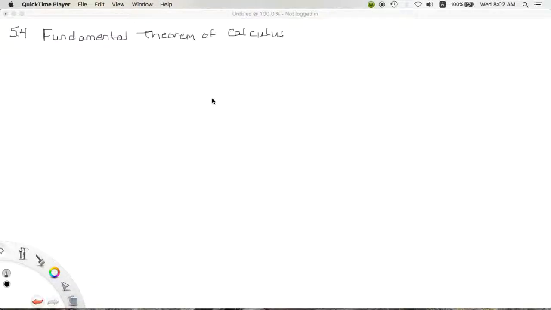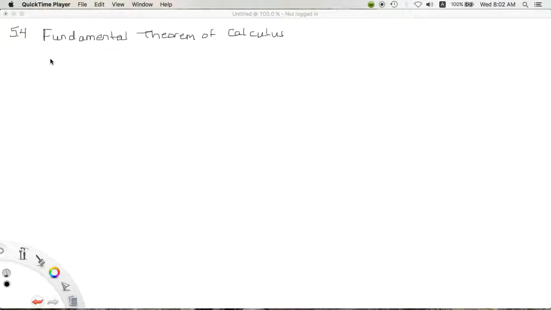Today we're going to talk about the fundamental theorem of calculus. As its name implies, this is a really key thing in calculus. It ties differential calculus and integral calculus together and makes it all one. Now, we've already used the fundamental theorem somewhat.